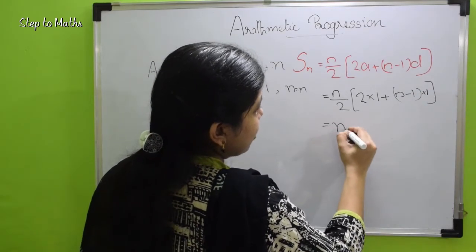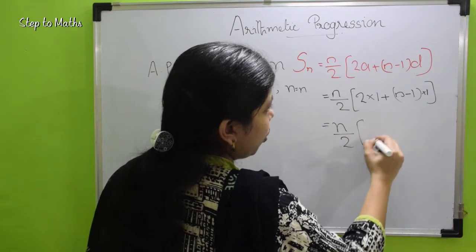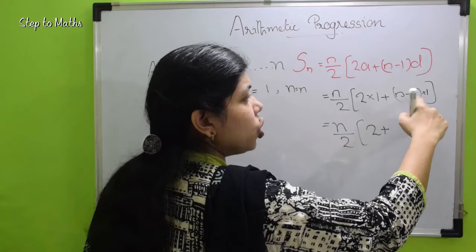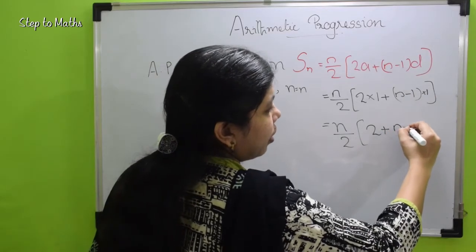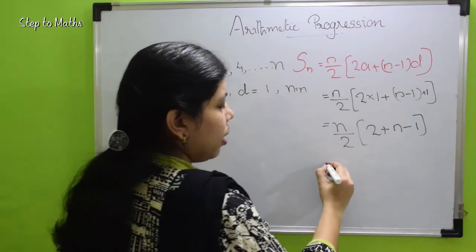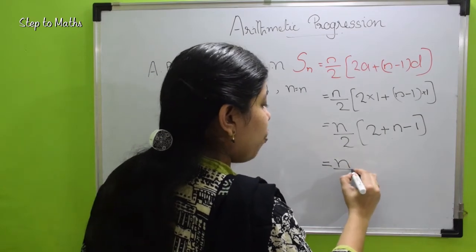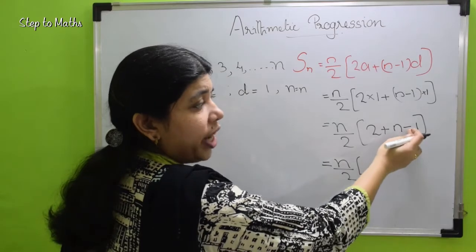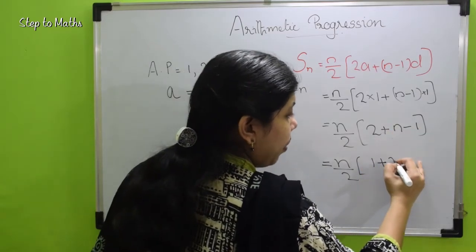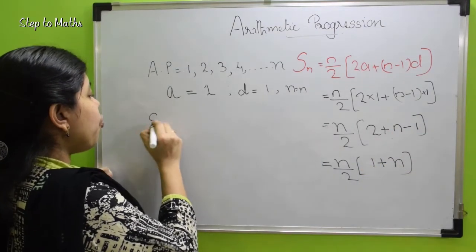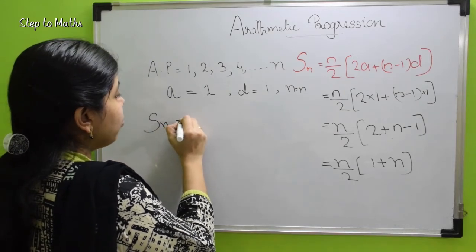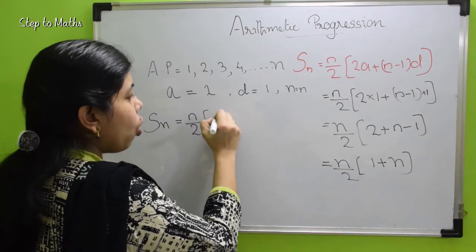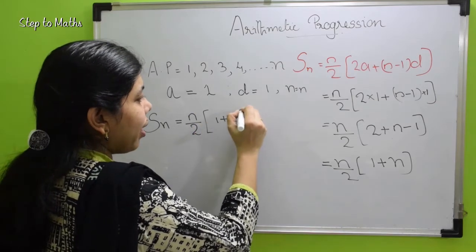If we simplify this, n upon 2 into 1 is 2 plus n minus 1 into 1. That is n minus 1. If we simplify this, we get n upon 2 into 2 plus n minus 1. 2 minus 1 is 1, so 1 plus n. So the sum of the first n natural numbers is Sn equal to n upon 2 into 1 plus n.